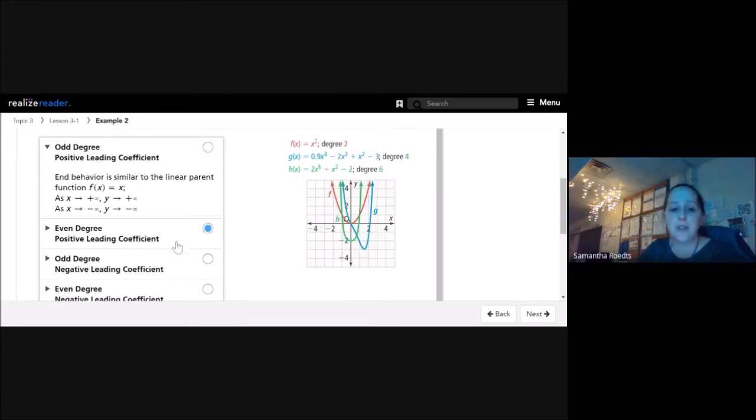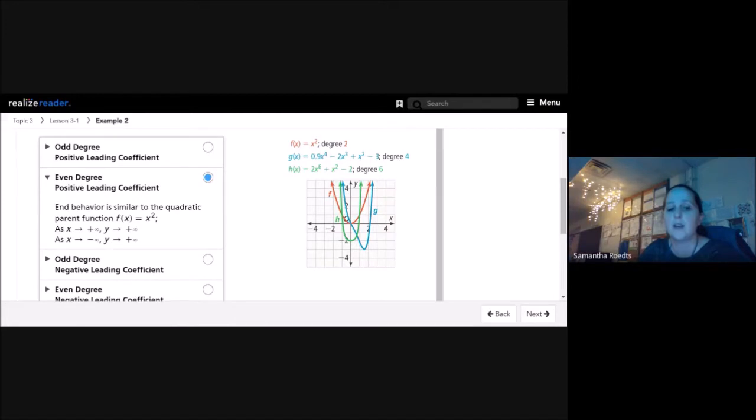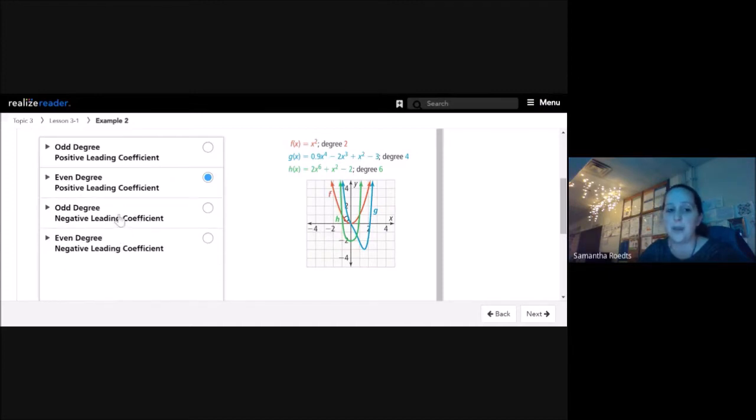Okay, so for an even degree and a positive leading coefficient, it looks very much like x squared. So end behavior is similar to quadratic functions. As x gets bigger, y gets bigger. So as x approaches infinity, y approaches infinity. As x approaches negative infinity, y approaches positive infinity. So as I get bigger negative x values, I get higher y values, quadratic.